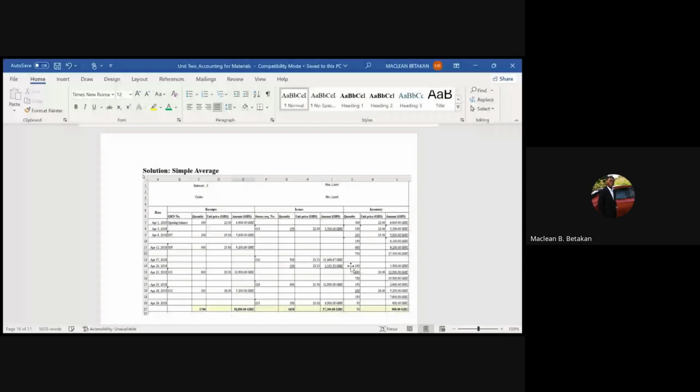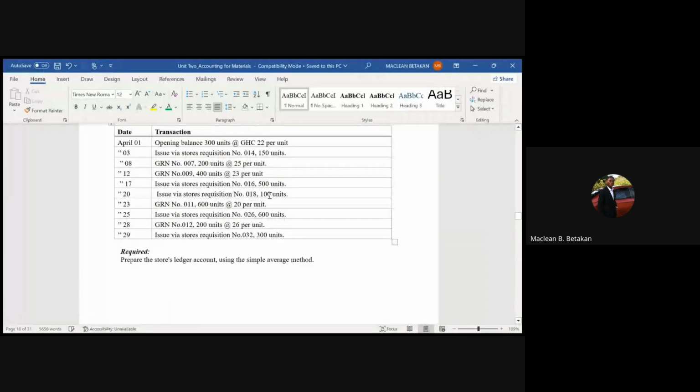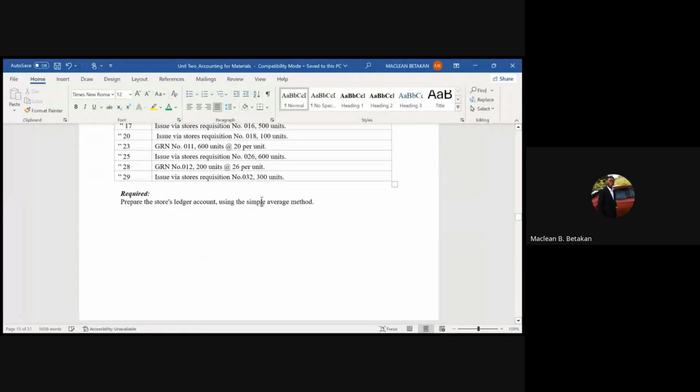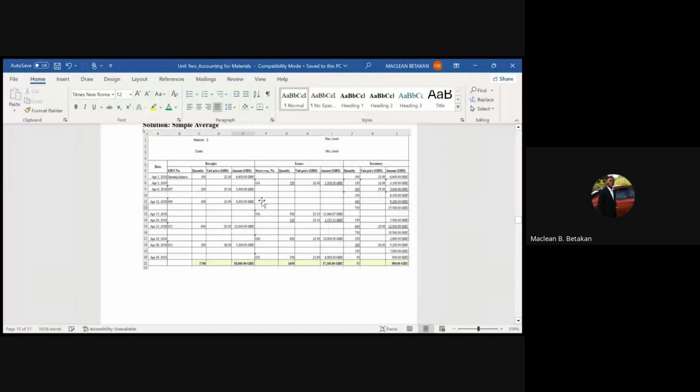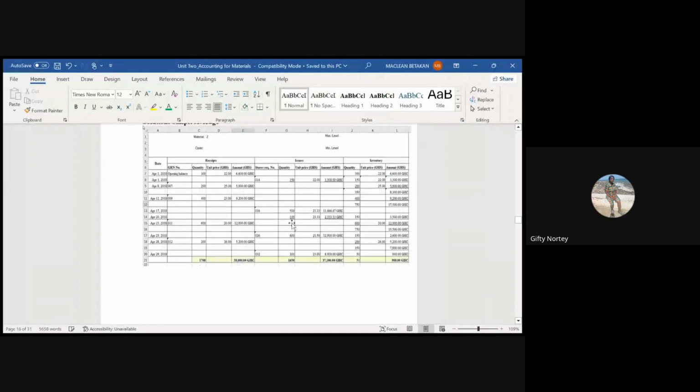Good. Now let's go to our next transaction. We are going to issue on the 17th. We are going to issue 500 units. So in issuing those 500 units, if you are using simple average, what will you do? You add 22 cedis, 25 cedis, 23 cedis, and then you divide by 3. So if you do that, what will you get?